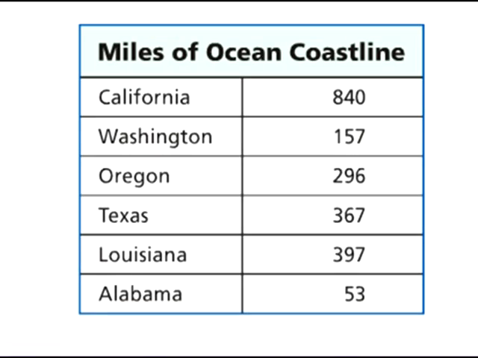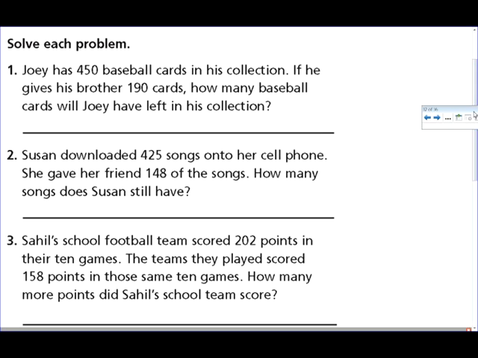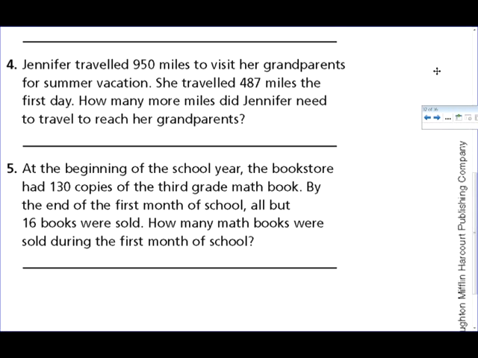Now we'll look at the homework. Here's the homework, and we have 3 problems right there. There are story problems. Joey collects baseball cards. Susan downloads songs. And Sahil scores 202 points for his football team. Then there's 2 other problems. Jennifer travels, and the bookstore collects books. So those are the first 5 problems.